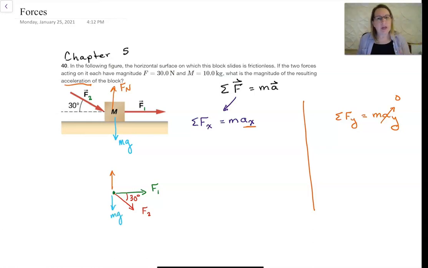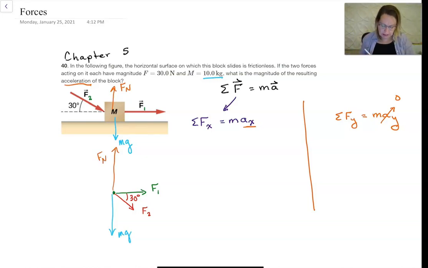These are probably not drawn to scale. In fact, I'm sure they're not, because the mass is 10 kilograms, so this mg would be 10 times 9.8, or 98, and these arrows are 30. So strictly speaking, I should really make this a lot bigger. mg. And then let's make this bigger as well for the normal force, to give it a little better scale.